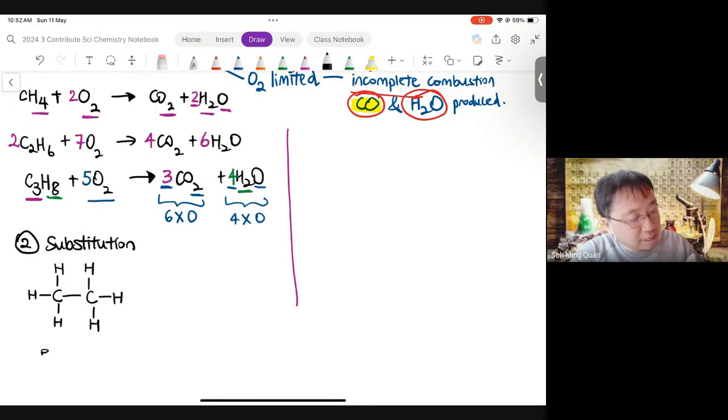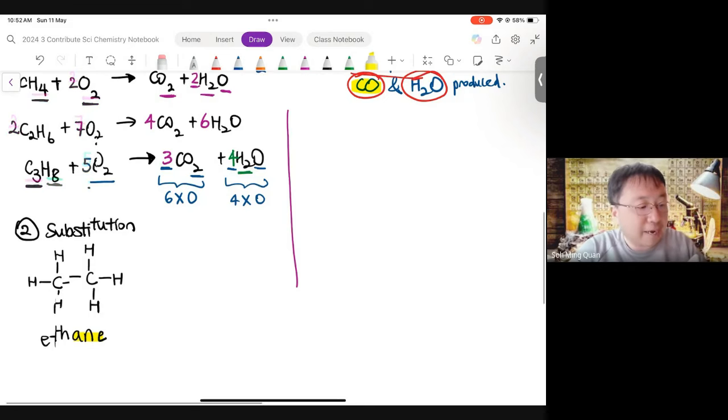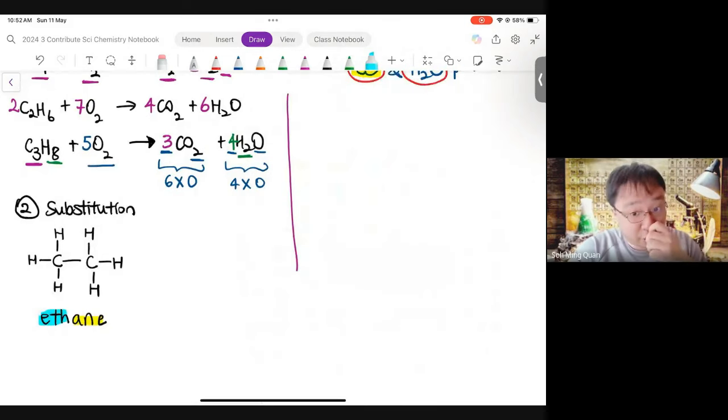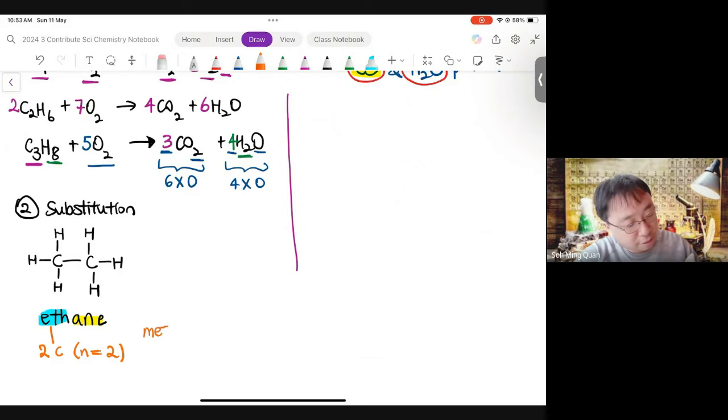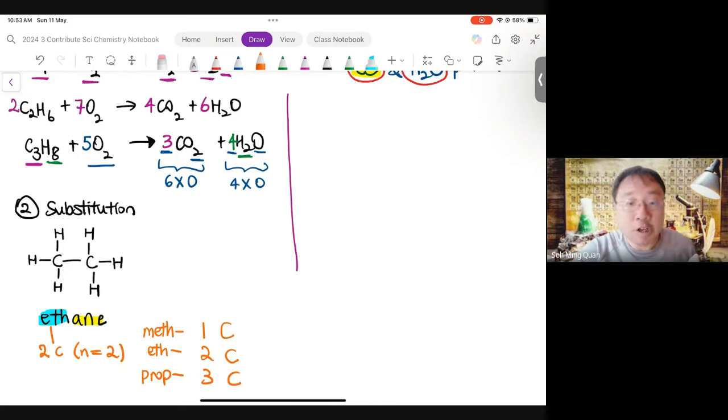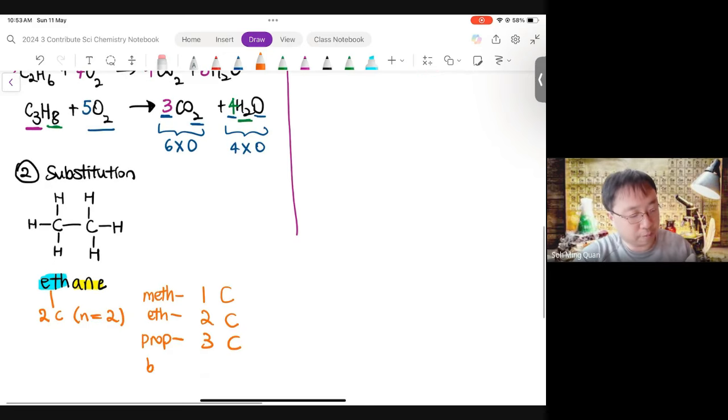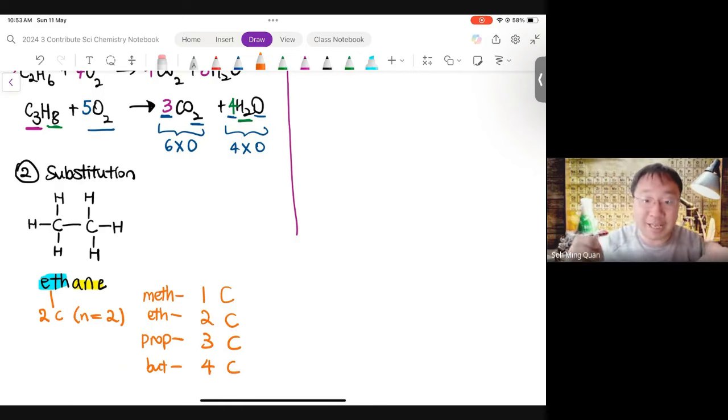So first, C2H6 is ethane. From the name, you can tell it's an alkane because the name ends in ane. But next, from the name, which starts with eth, you could tell that it has 2 carbons, or n equals 2. So eth means there's 2 carbons. So let's revise. Meth is 1 carbon. Eth is 2 carbons. Prop is 3 carbons. So you need to know just the first 3. Meth, eth, prop. But I taught you one more, which is but. The next one is 4 carbons. You just need to know these.